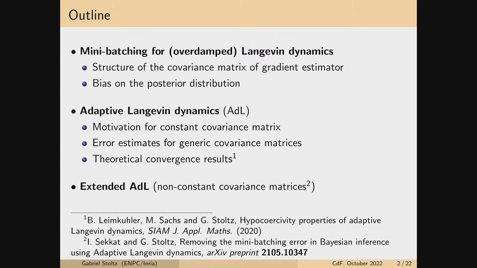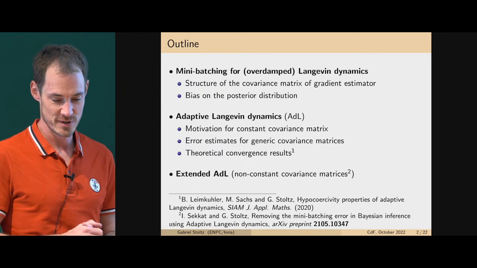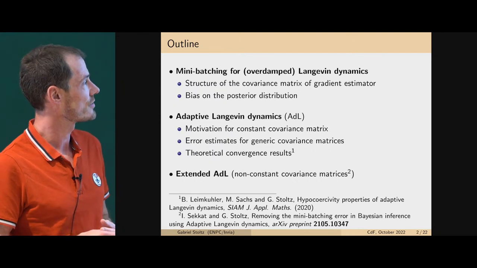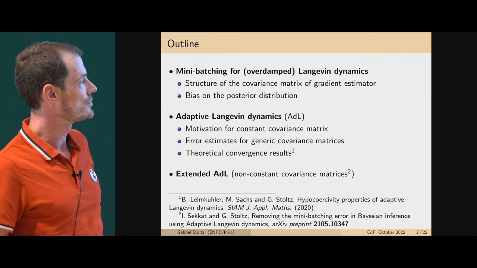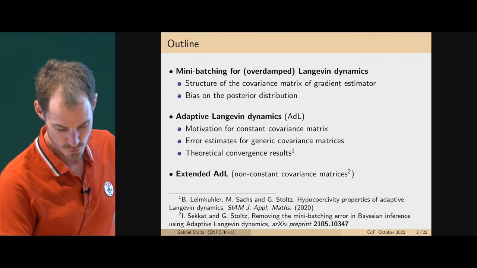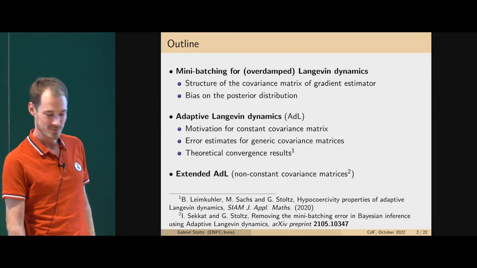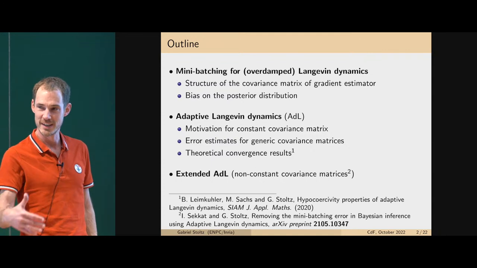Anyway, I'll first motivate why mini-batching can be a good idea to reduce the cost and what extra error it incurs. Then we'll see a way to reduce those errors and possibly remove them, but that's a bit of science fiction at the moment. I'll try to be not too long because I'm the last person between you and your evening.